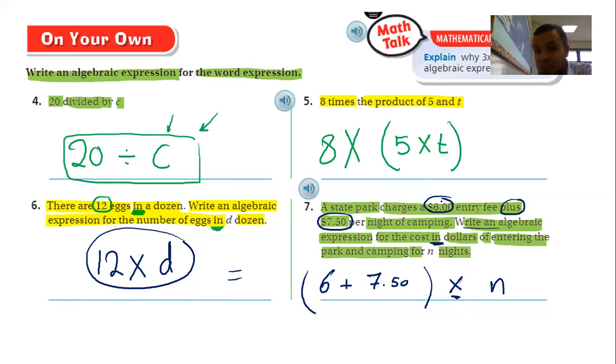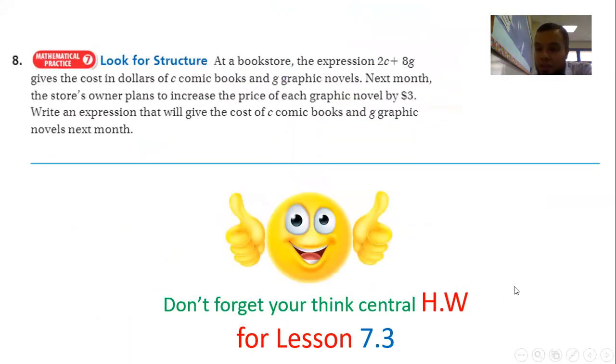I just translate the first number plus the second number per night. I put it inside the brackets. Then he asked me to calculate the cost in dollars for entering the park and camping for n nights. For n nights, I multiply the total by n nights. This is the lesson. I think it's easy.